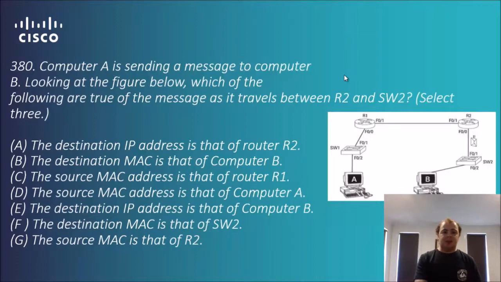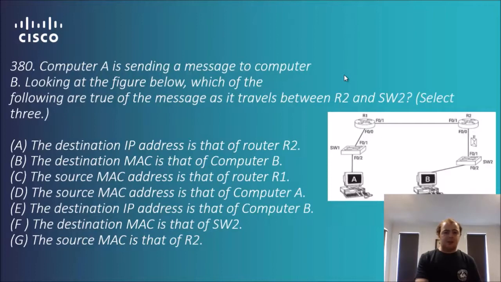380, computer A is sending a message to computer B. Looking at the figure below, which of the following are true of the message as it travels between router 2 and switch 2? So we've got: destination IP address is that of router 2, destination MAC is that of computer B, source MAC is that of router 1, source MAC is that of computer A, destination IP is that of computer B, and the destination MAC is that of switch 2, source MAC is that of router 2.